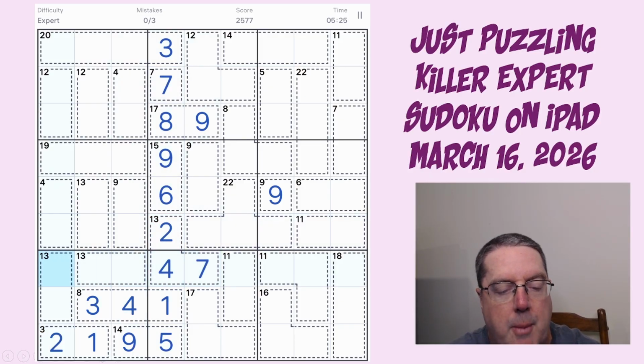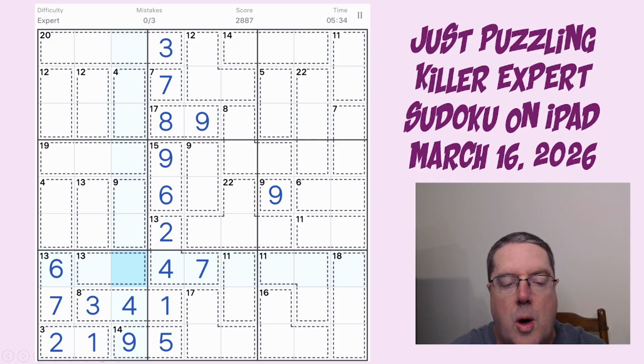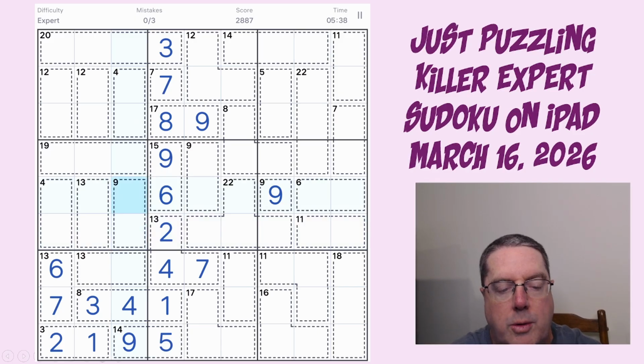So 7 now can't be in this row, so that's the only place a 7 can go to get to 13. This has got to be a 6, so this is 8 and 5. 9 comes across here, 9 comes across here. 9 can't be in there because it'd be 9 and negative 1. 9 and 0 doesn't work, so this is a 9 here, leaving this to be a 4.